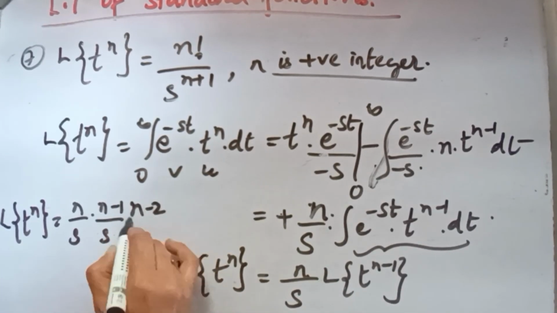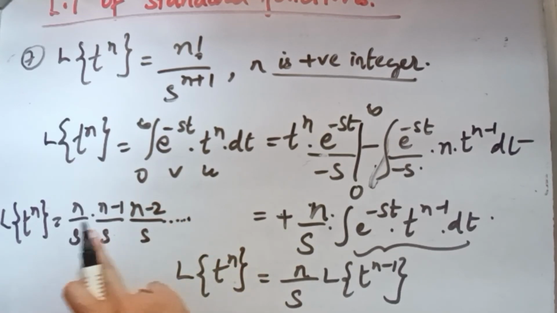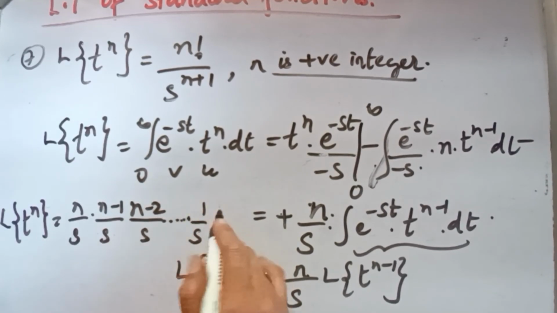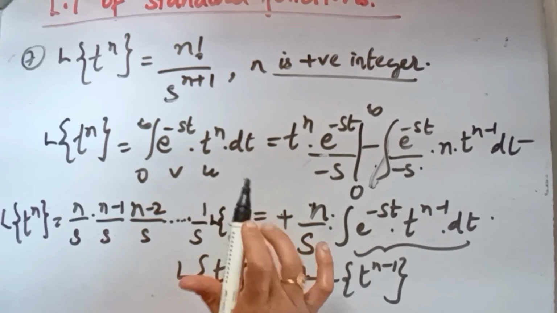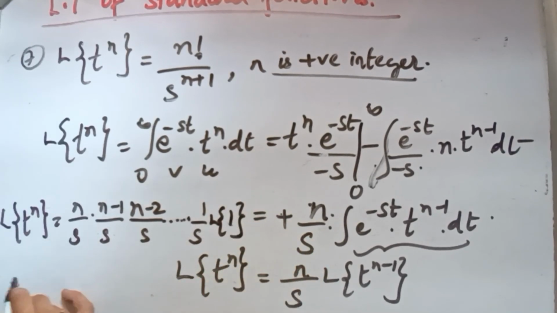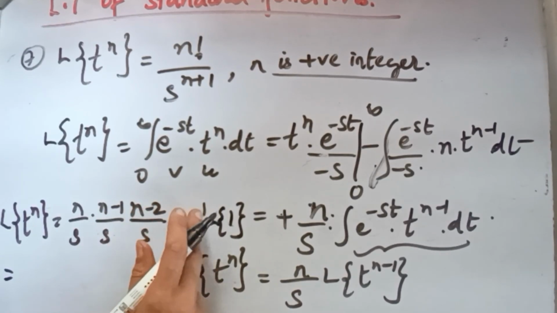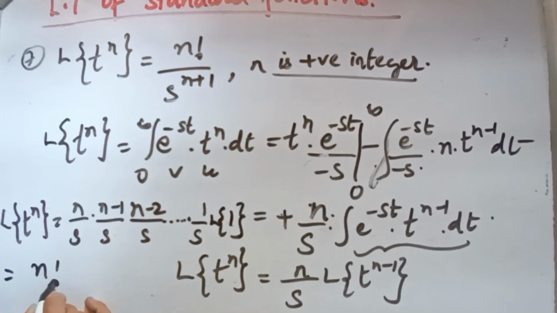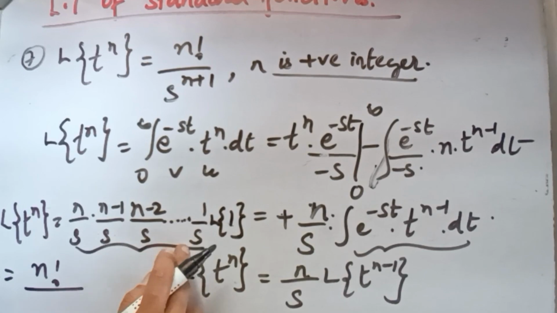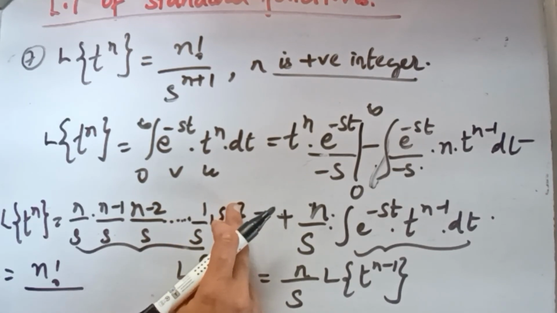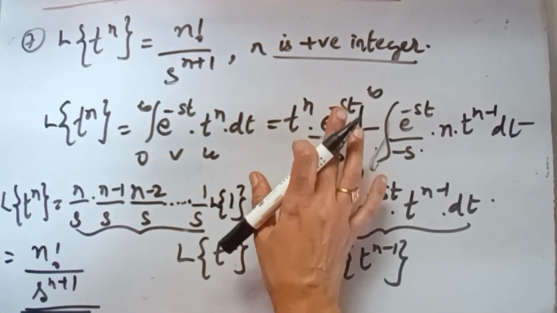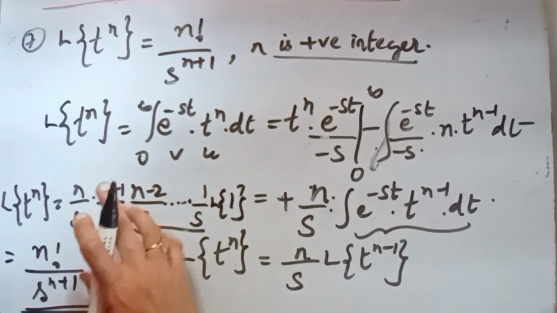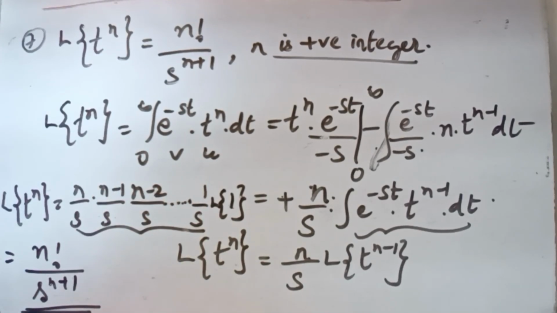Similarly, n minus 2 by s into, and so on. You have to continue like this, up to 1 by s into, finally remaining is the Laplace transform of t to the power 0, that is 1. So here you have n into n minus 1 into n minus 2, and as n is a positive integer, you will get n factorial divided by s, n times, into the Laplace transform of 1, which is 1 by s. So you will have s to the power n plus 1. Therefore, when n is a positive integer, the Laplace transform of t to the power n is given as n factorial by s power n plus 1.